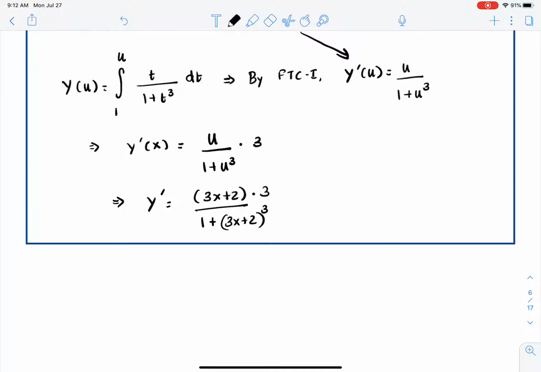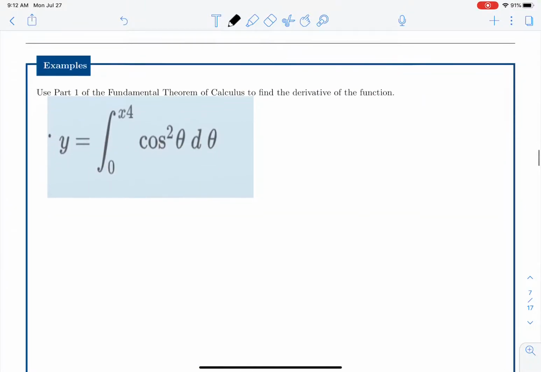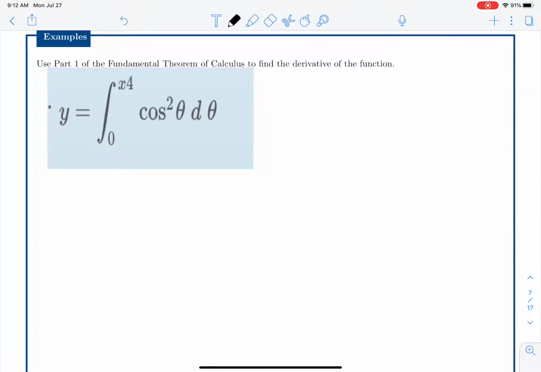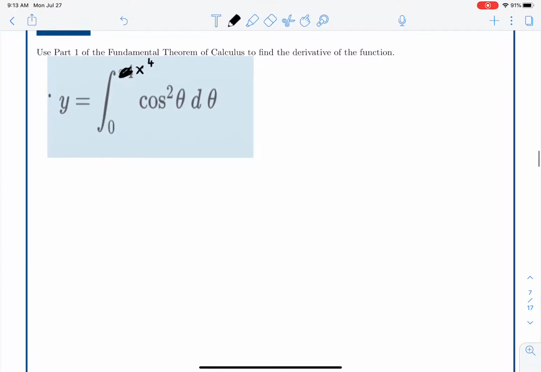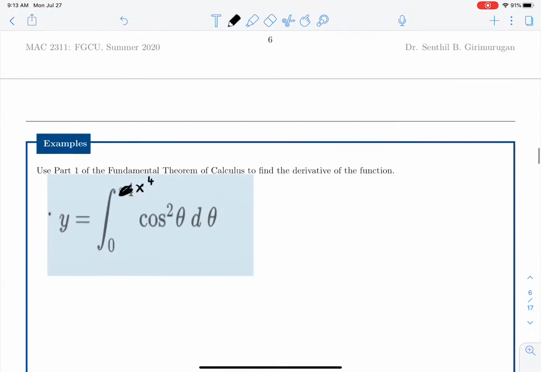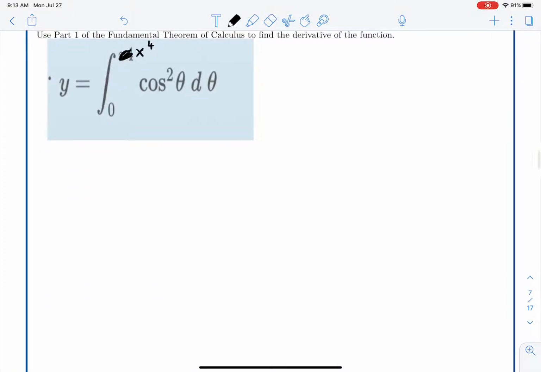So anytime you have something other than just x, you've got to use this process to apply the fundamental theorem of calculus properly. So here is a similar problem. It says x to the 4th, that should actually be x raised to 4. So y here is a function of x raised to 4. So first, I'm going to let u equals x raised to 4, which would mean the derivative of u with respect to x is 4x cubed.